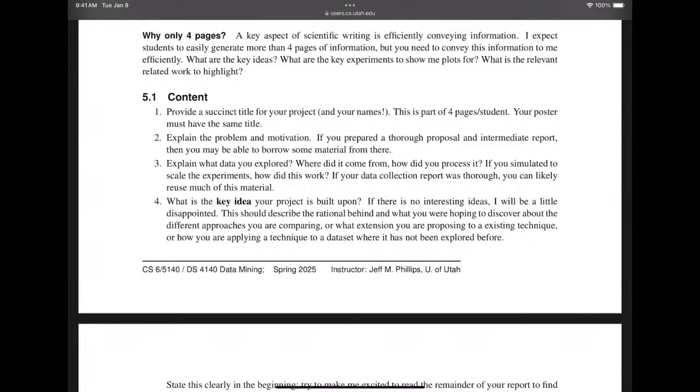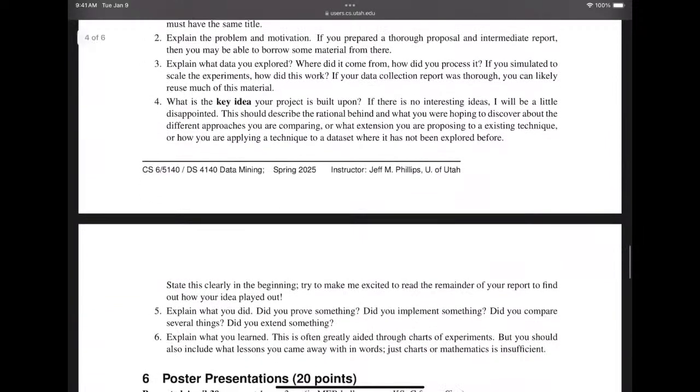Problem and motivation, which you probably wrote in your project proposal. What data you explored and how you transformed it, stuff from the data collection report and your feedback on that. What is the key idea? I want to make it interesting for me. And then explain what you did and how you connected to stuff in class. And it'd be great if you have a conclusion at the end. What you thought. Did this work?